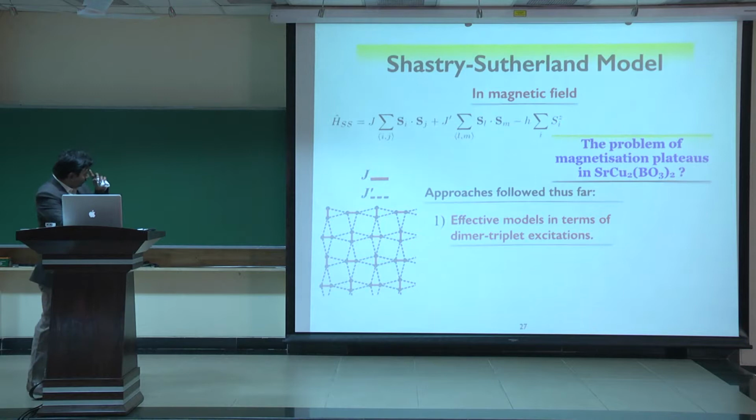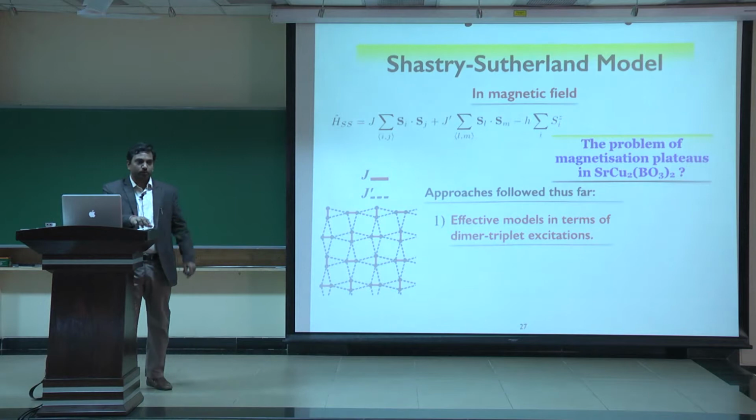OK. So this problem of magnetization behavior of the Shastry-Sutherland model or strontium copper borate has been studied in two different ways so far. The first approach has to do with deriving effective models in terms of these triplet excitations on dimers. So by dimer triplet, I mean the triplet made out of these two spins on the strong bond.